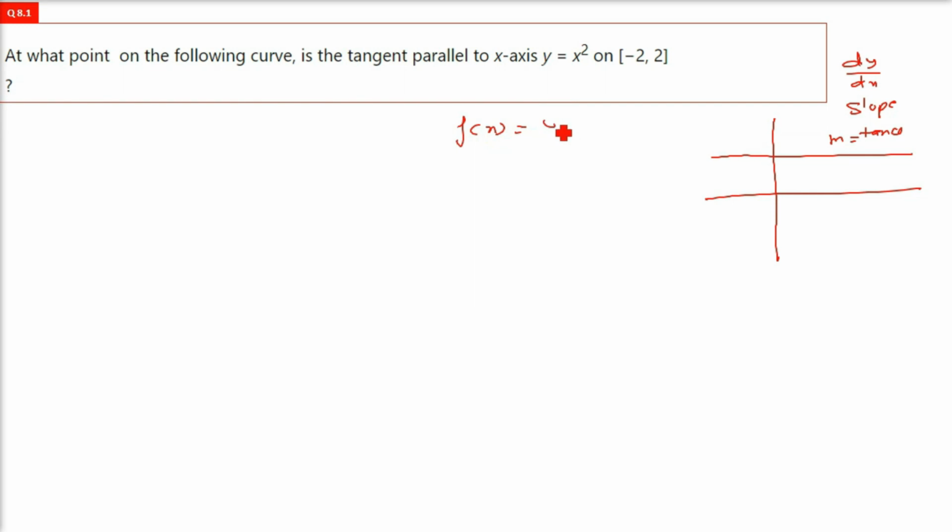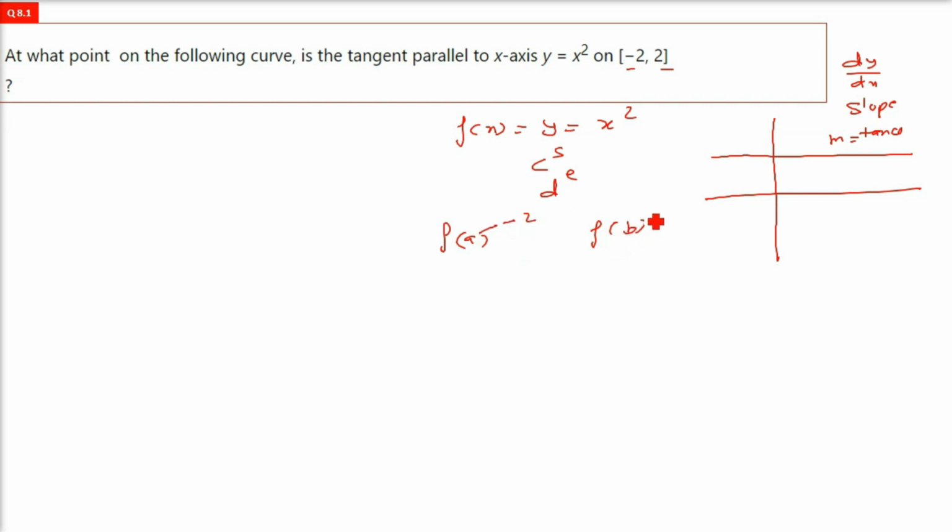So we have f(x) as y, which is x squared here. This is a polynomial function. A polynomial function is continuous and also differentiable. Then f(a) equal to f(b), you don't have to do it because Rolle's theorem is not indicated in the question. But we have to do it using Rolle's theorem, that is, f(a) and f(b).